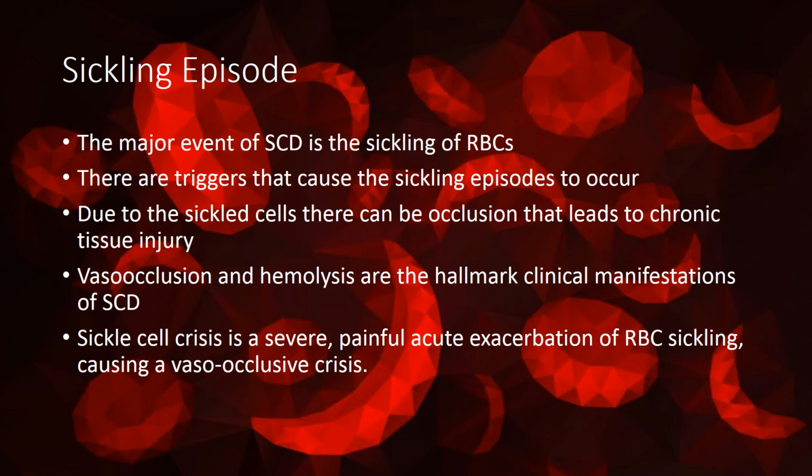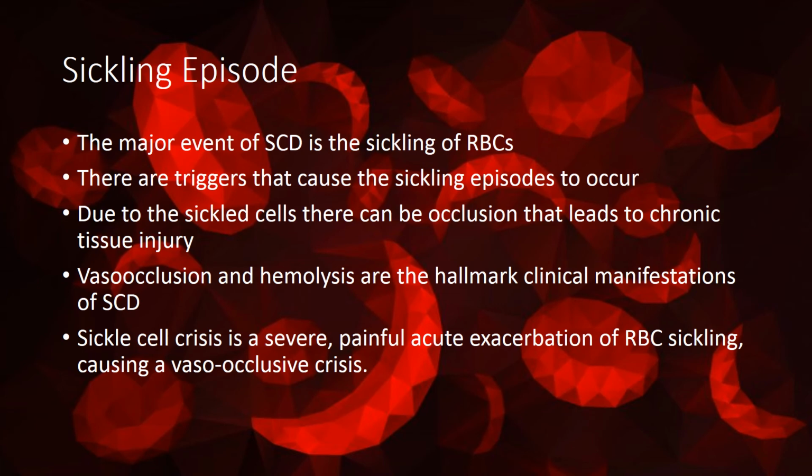And so the sickle cell cannot easily pass through capillaries or other small vessels. And because of this, it can result in vaso-occlusion, which can lead to acute or chronic tissue injury. And so vaso-occlusion and hemolysis are the hallmark clinical manifestations of sickle cell disease.